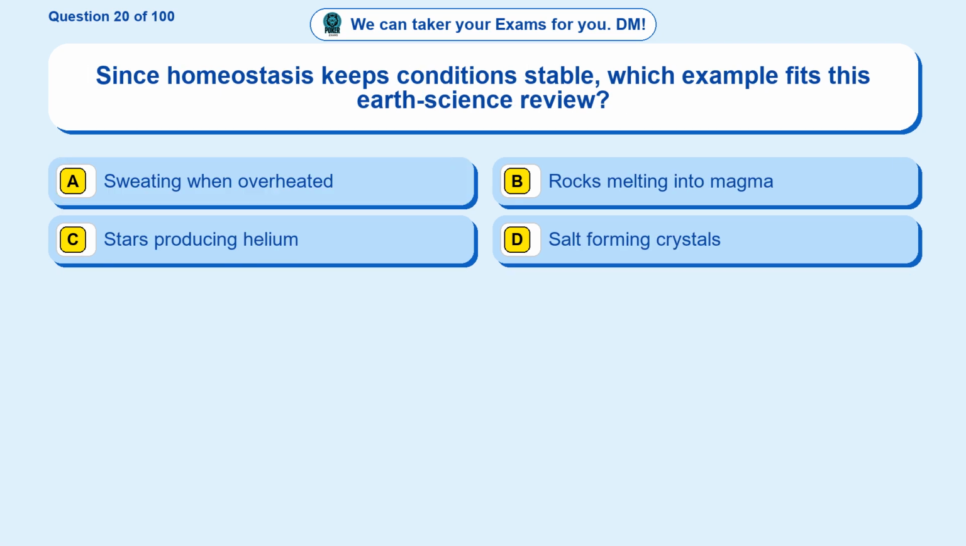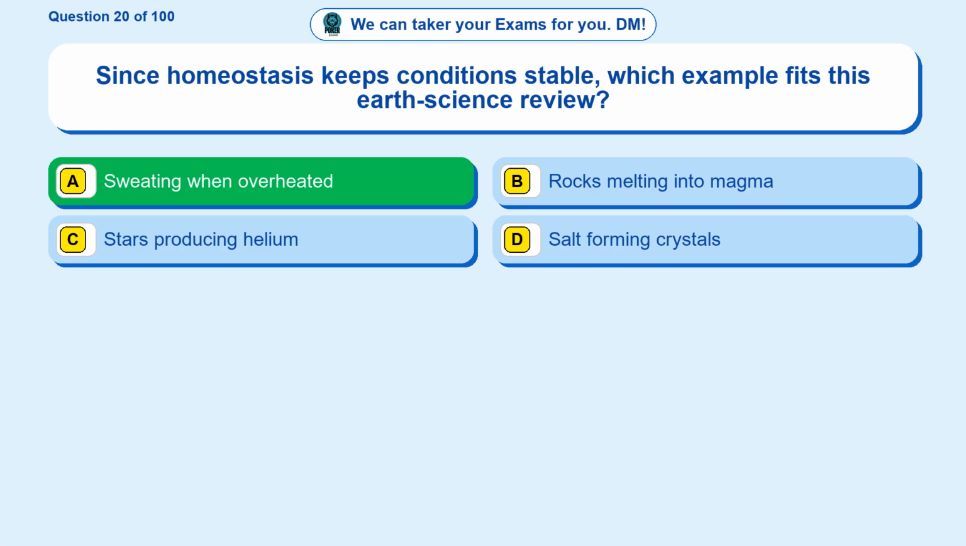Question 20. Since homeostasis keeps conditions stable, which example fits this Earth Science Review? Option A. Sweating when overheated. Option B. Rocks melting into magma. Option C. Stars producing helium. Option D. Salt forming crystals. The correct answer is option A.